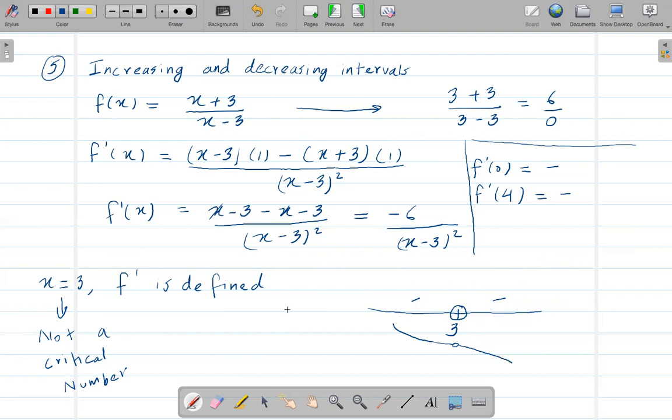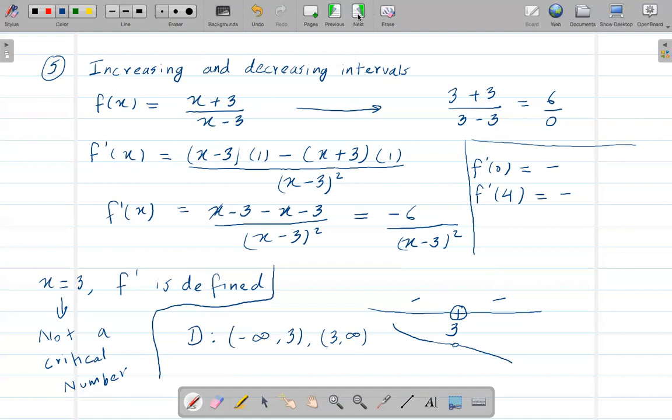Okay, so first let's write the decreasing intervals. We don't have any increasing intervals, we just have decreasing intervals, right? So in this case, our decreasing intervals are going to be from negative infinity to 3, and then here we don't write R, or if you want to write R, you can write that, that's fine. Anyway, after this, it's going to be from 3 to infinity, right? So this is going to be the decreasing interval.